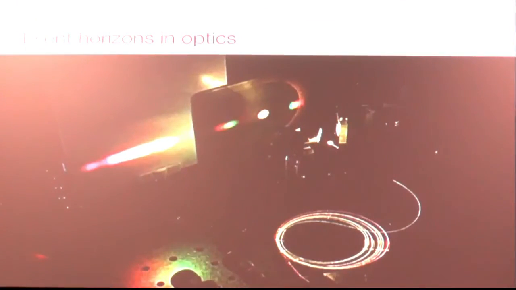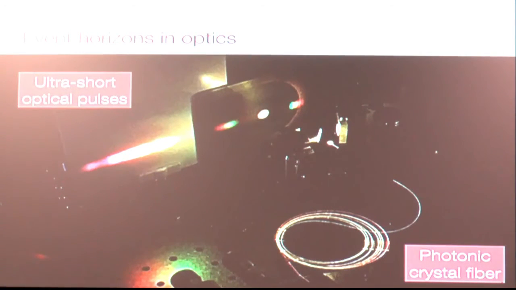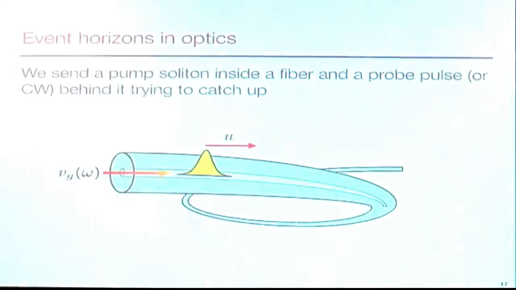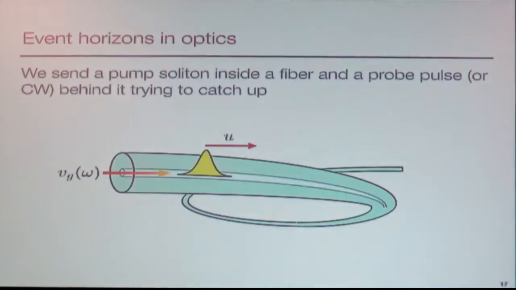Okay, how do we get these analog systems? So there are several ways. I'm just going to show you the one I mainly work on. It's using ultra short pulses of 8 femtoseconds in photonic crystal fibers. So basically, what we will do is to send a pump soliton. If it's not a soliton, it will form there. It's a soliton, let's say, inside a fiber, and then we send another probe pulse trying to catch it.